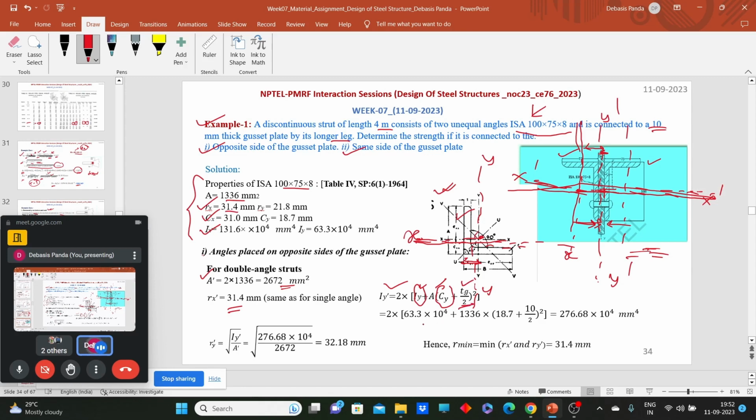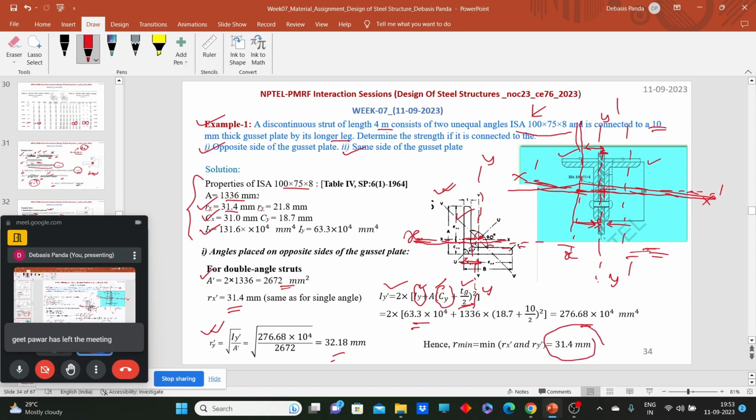In this way, we can calculate the Iy dash of the composite member, which comes as this. When we have the Iy dash value, we can calculate the radius of gyration about this axis as the square root of Iy dash by A dash. That comes as 32.8. So what should be the minimum radius of gyration? The minimum radius of gyration will be 31.4 mm.